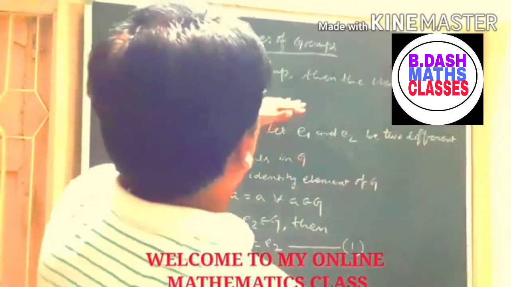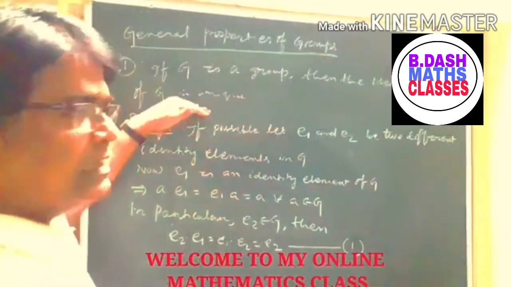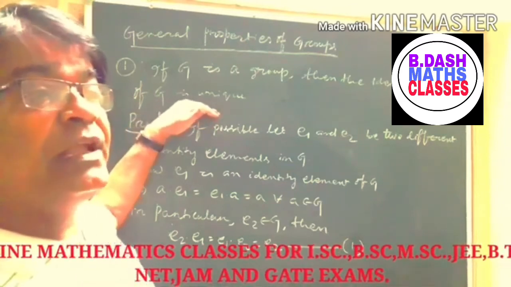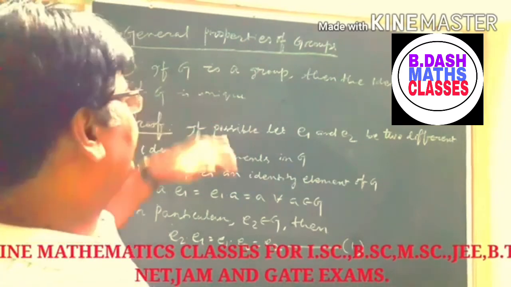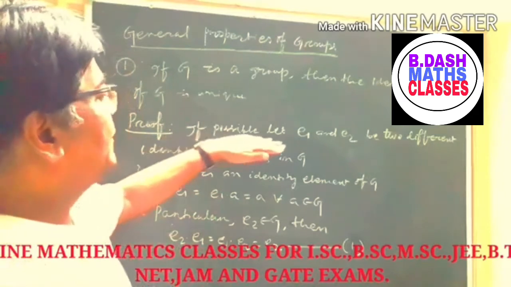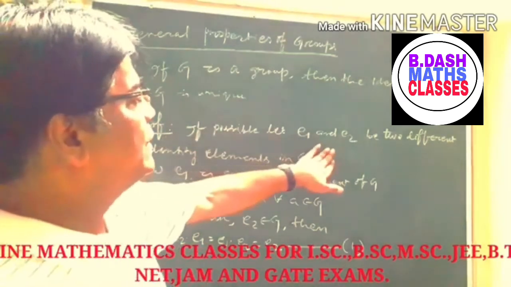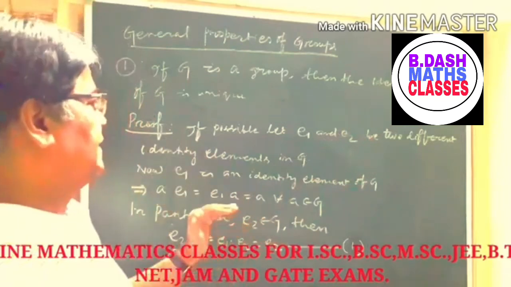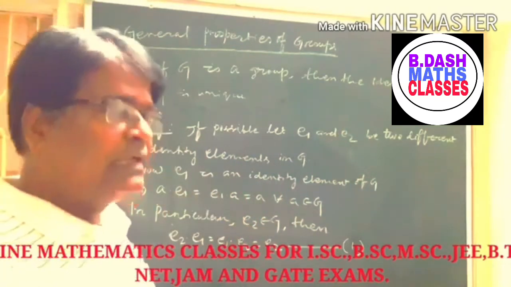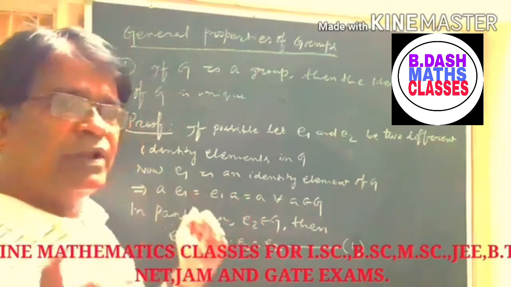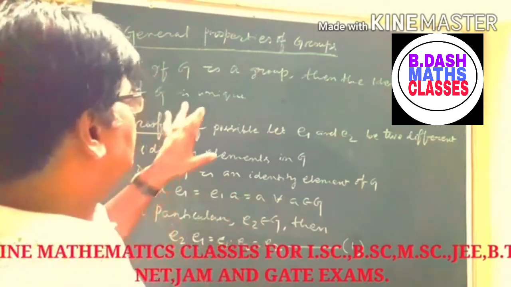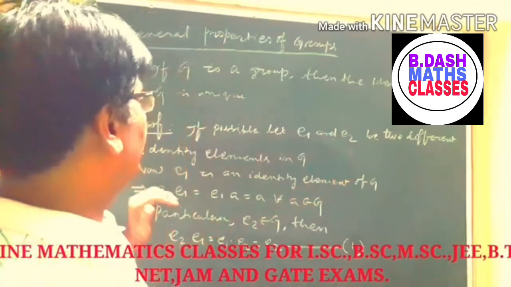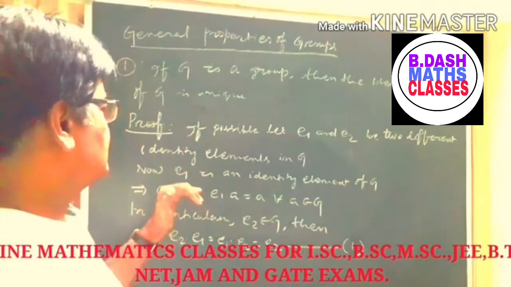General properties of groups. If G is a group, then the identity element of G is unique, that we have to establish here. Actually, we have to show that the group G will have only one identity element. So, if possible, let E1 and E2 be two different identity elements in G.